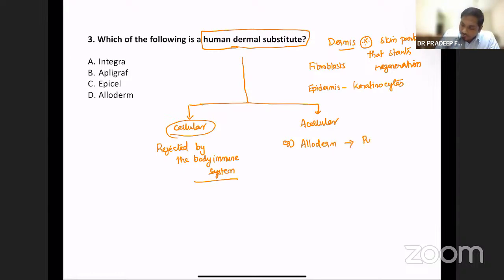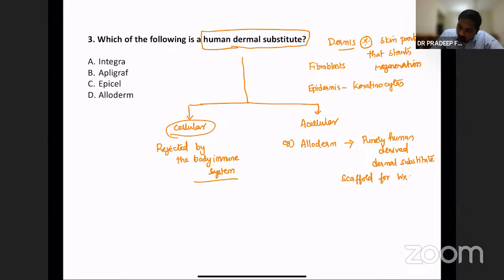It is purely human derived dermal substitute. So you can apply alloderm over any wound areas, and this alloderm acts as a scaffold for wound healing. It doesn't have the keratinocytes or the fibroblasts, but it has all the extracellular matrix and the growth factors that are required for the wound healing.